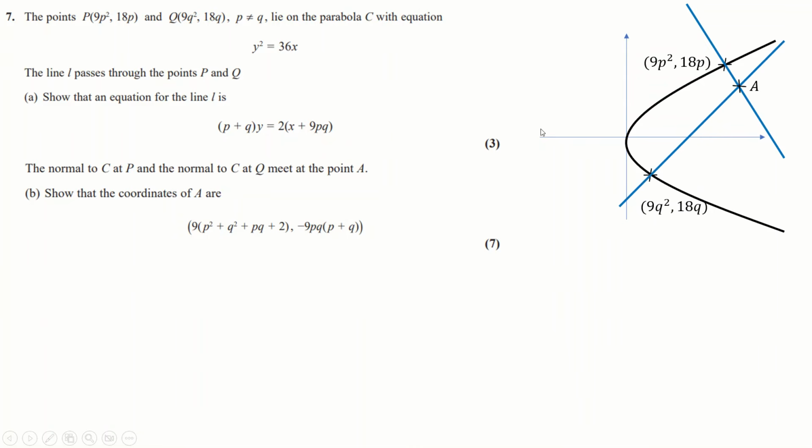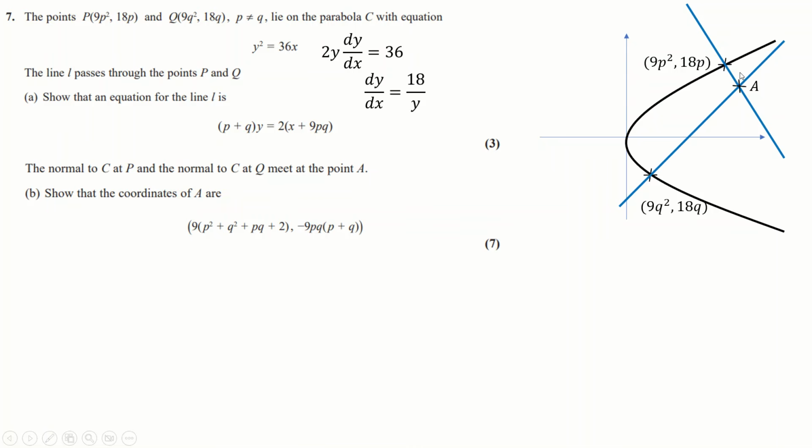Next, the picture looks slightly different. We have a normal to the curve at P, so that's this one here, and a normal to the curve at Q, which looks like this here. They're talking about the meeting point of the normals, telling me the coordinates look like this, and asking me to show that. So what we do is differentiate this curve, because normals are about gradients. This differentiates as 2y dy by dx equals 36, just some implicit differentiation there. Divide by 2y, and cancel the 2s.